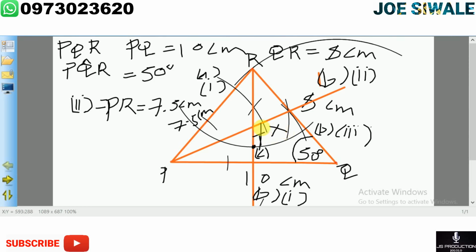So I'll shade my X. So this is where my X must lie. And this is question D. As you can see, this is the solution of question 4, which is construction.